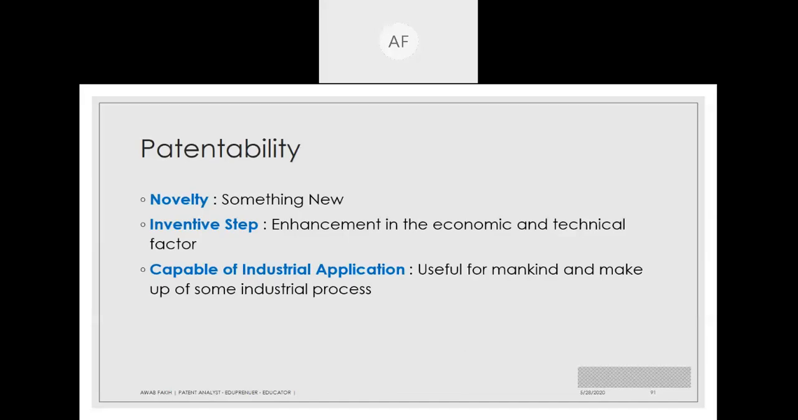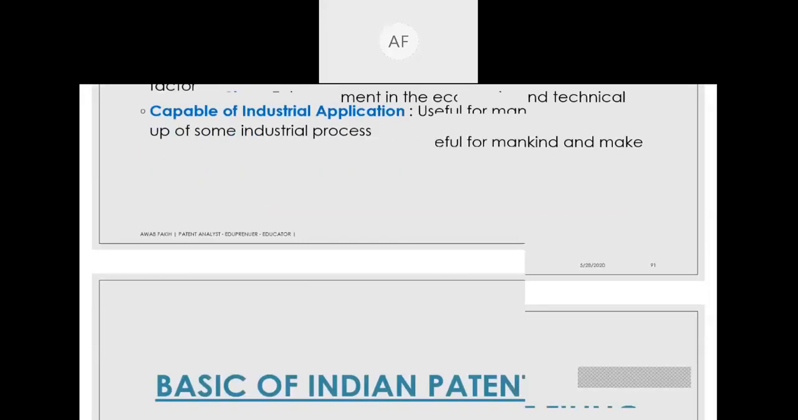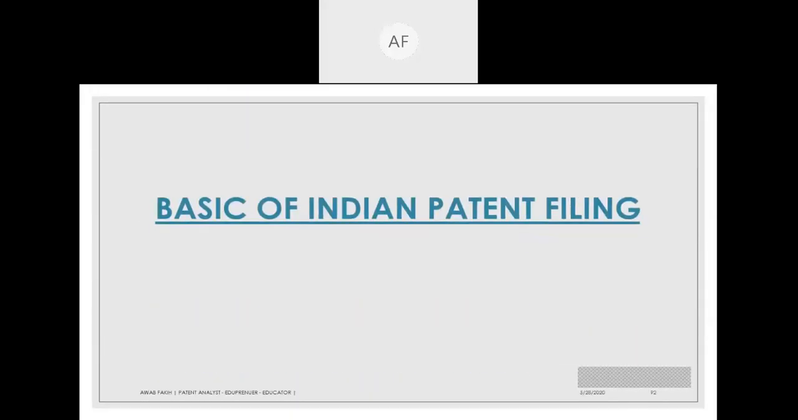Now, with this, let's understand the basics of Indian patent filing. Earlier, I told you how to file, where to file, what the offices are and everything. Now, you need to know the integrity of this. You need to know the fee structure, the jurisdiction of filing, and the address for service.